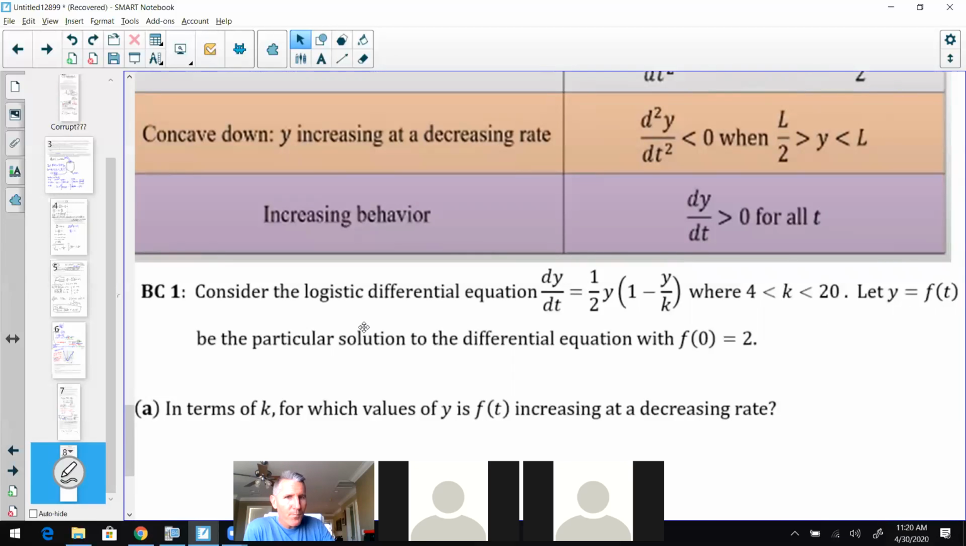Rate, which means it's slowing down. It's still increasing, but at a smaller rate. So it's increasing, but it's slowing down the rate at which it's increasing. So how can we say that using maybe derivatives? The first derivative is positive, but the second derivative is negative. Correct. So it's where the first derivative is positive and the second derivative is negative. So check this out.